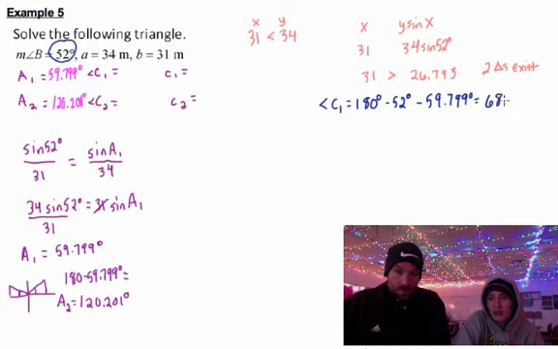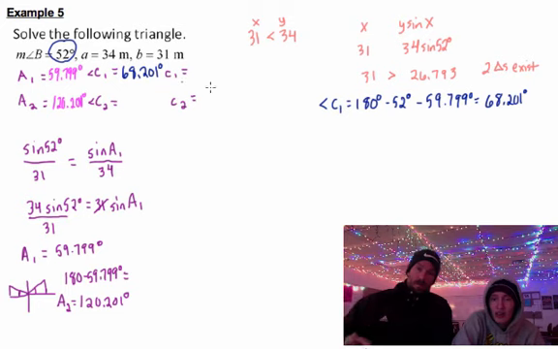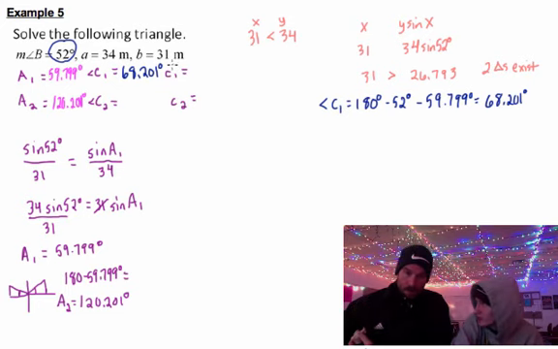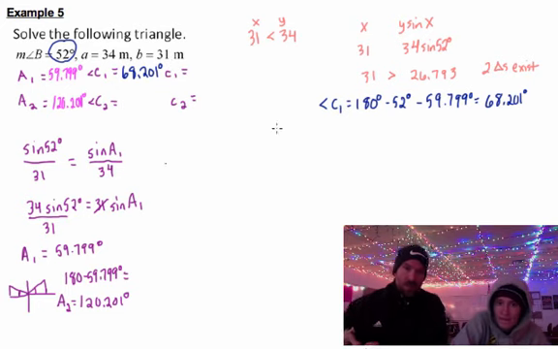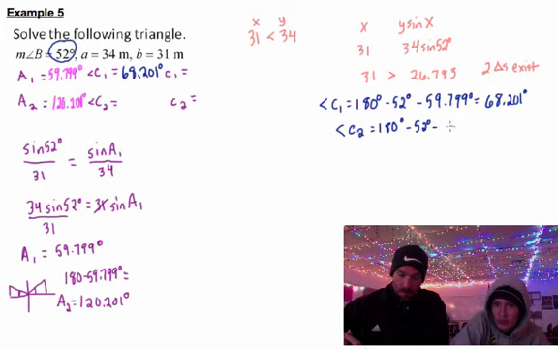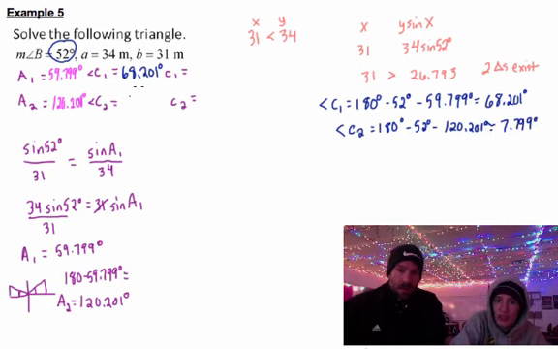68.201 is angle C1. Now, do you want to do side C1, or let's go ahead and find that other angle because it's not a hard step. So angle C2, we also do 180 minus 52, but now let's subtract our angle 2, which is 120.201. That gives 7.799. Now, here's the deal: we got a really small angle.